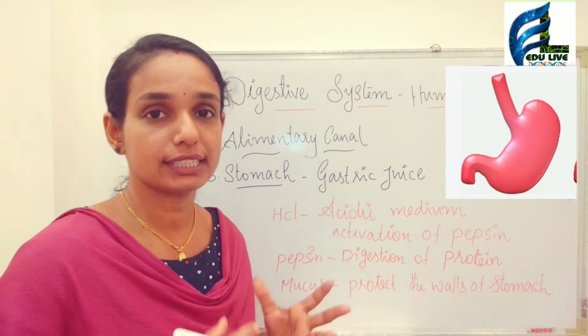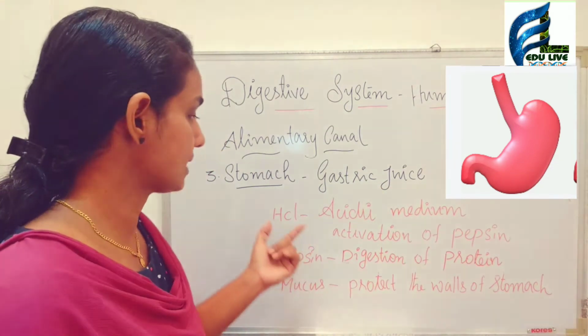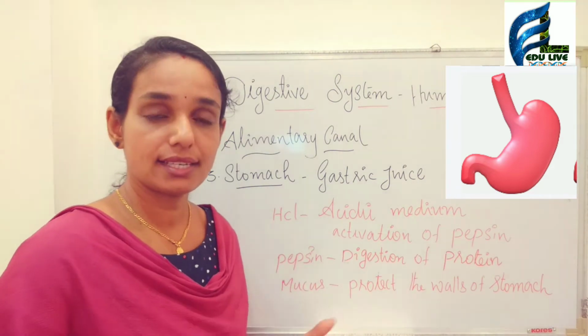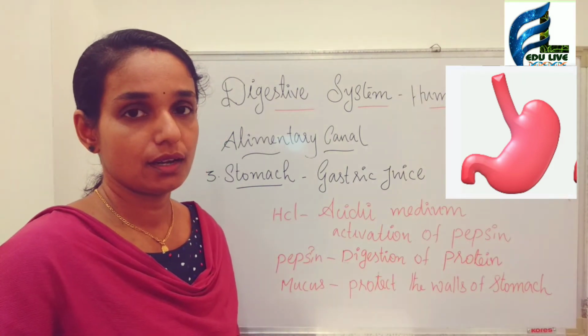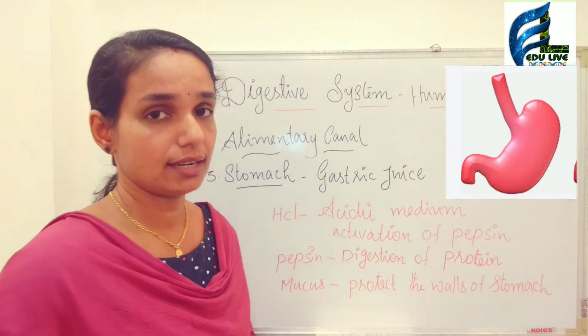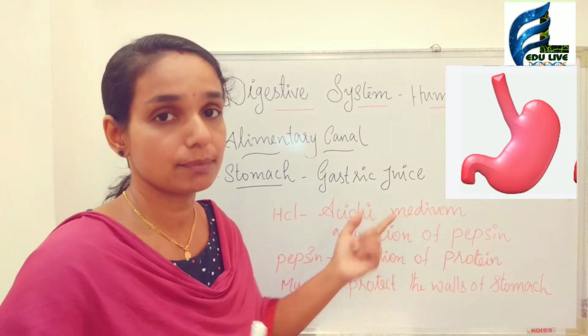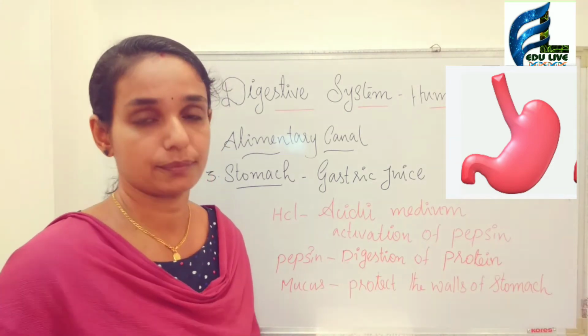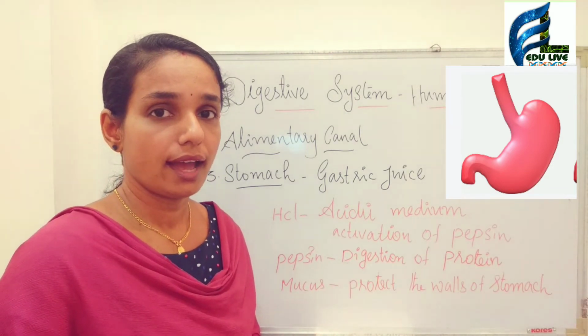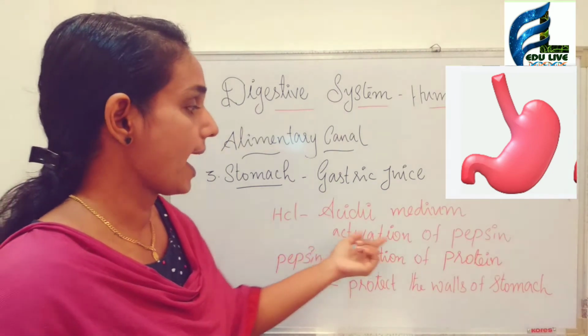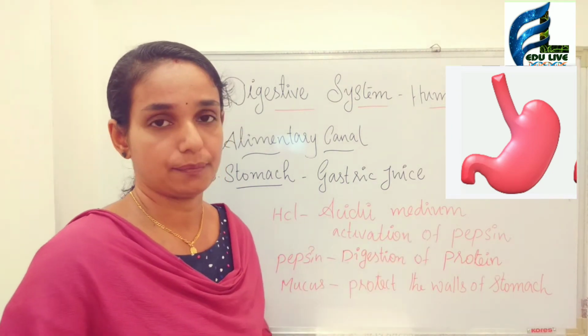It consists of three things. The first one is HCl, hydrochloric acid. What is the function of HCl? The first function is that it provides an acidic medium within the stomach. And the second one is the activation of pepsin.